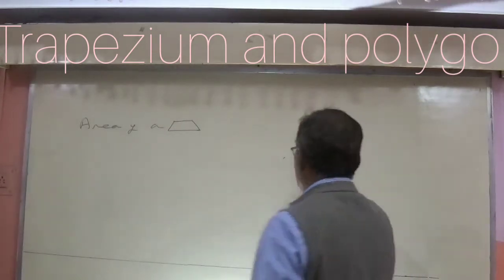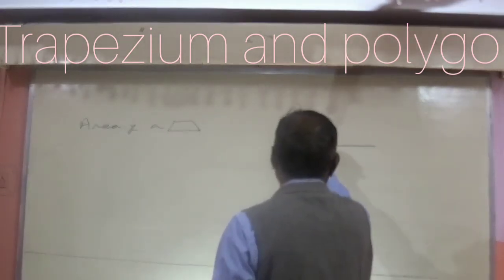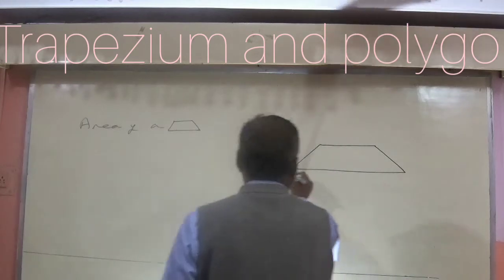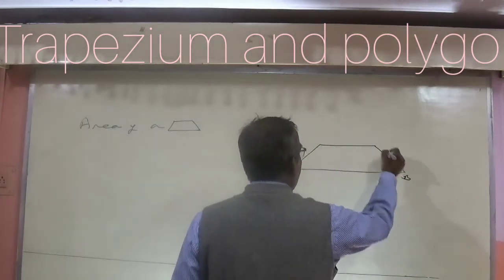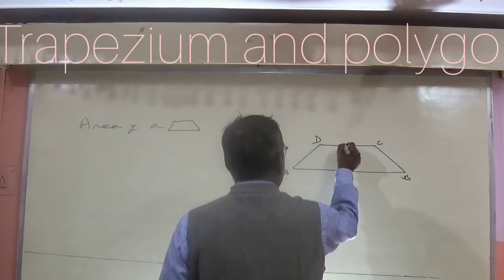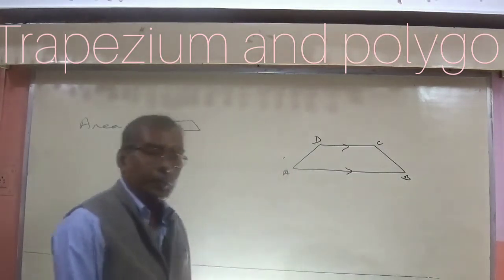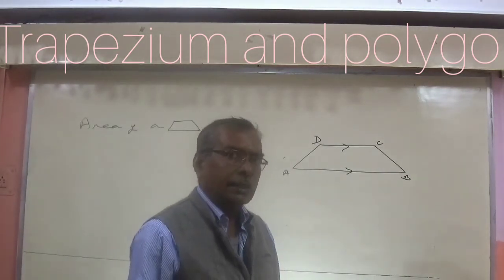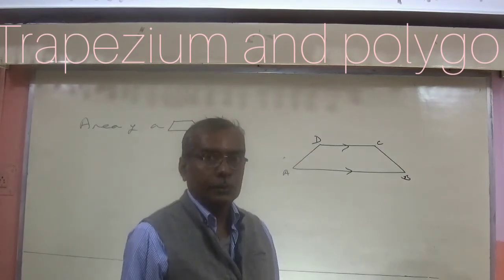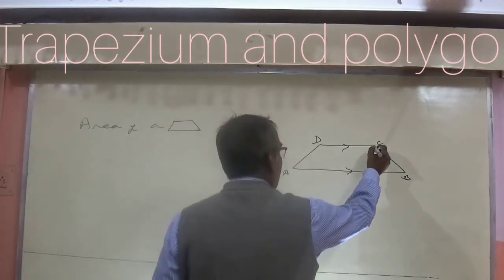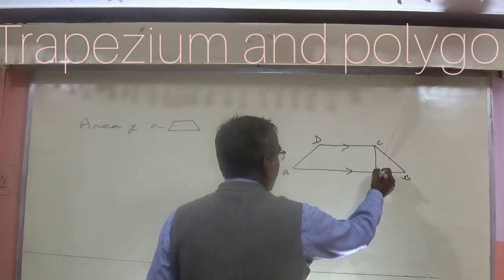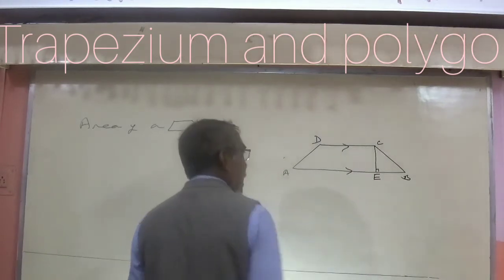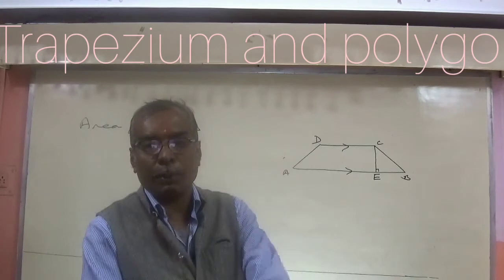Suppose ABCD is a trapezium in which AB is parallel to CD. And the distance between these two parallel sides is known as the height of the trapezium. If from C we drop a perpendicular on AB, then this will be known as the height of the trapezium, that is, the distance between the parallel sides.